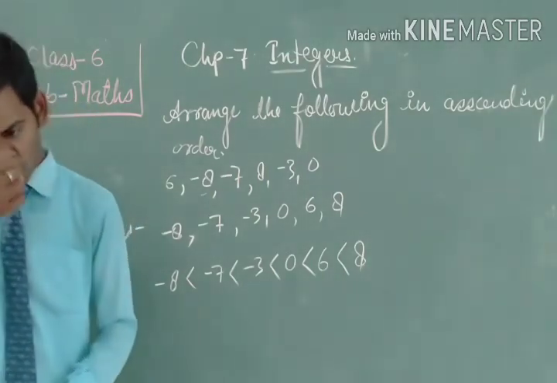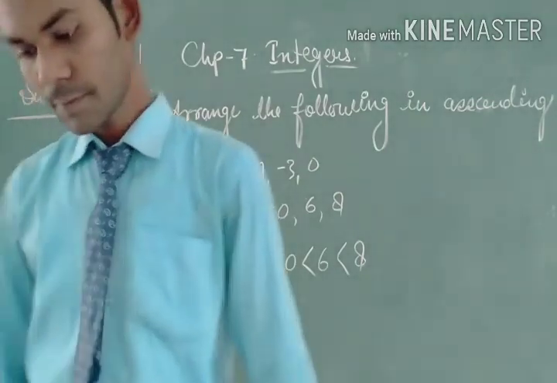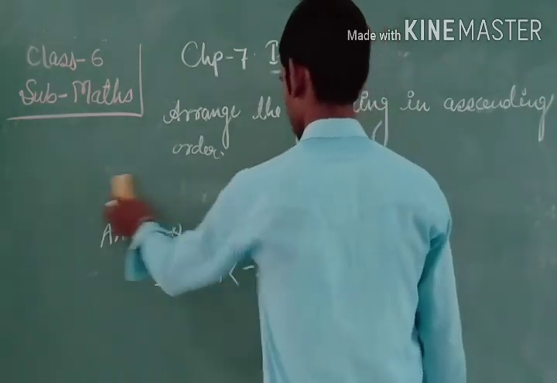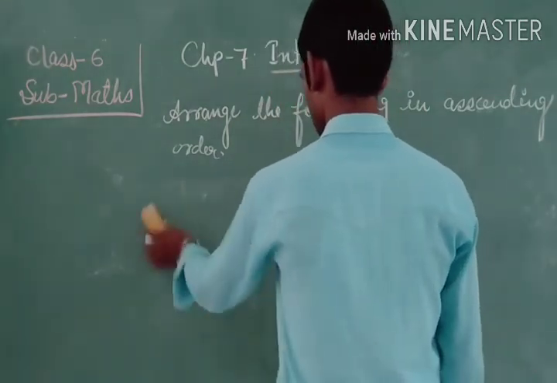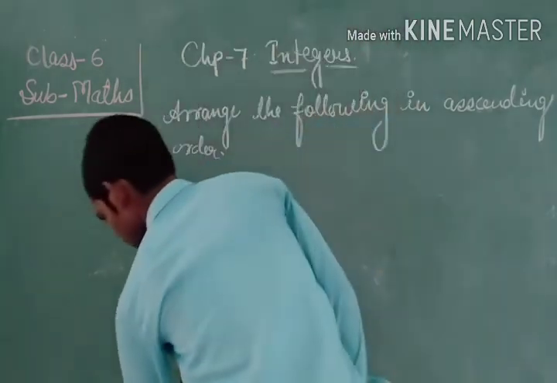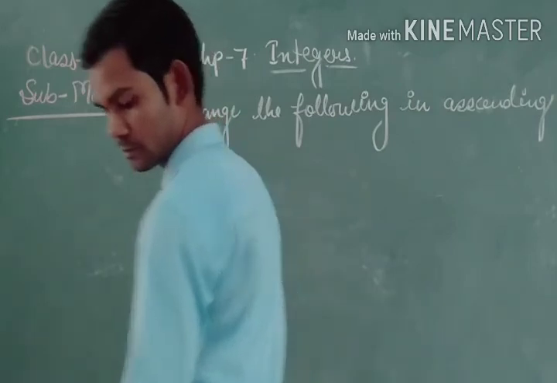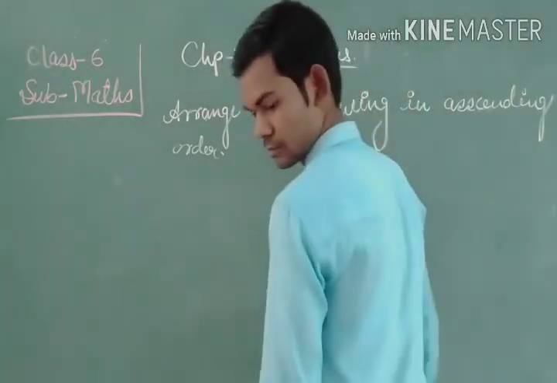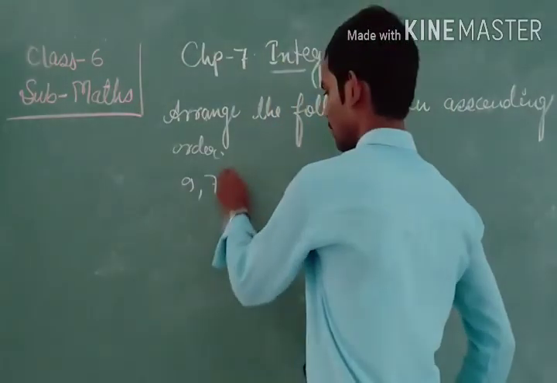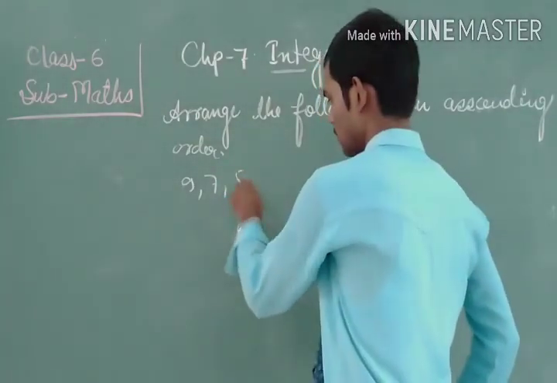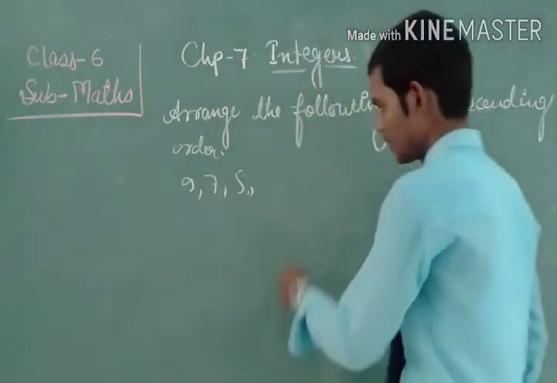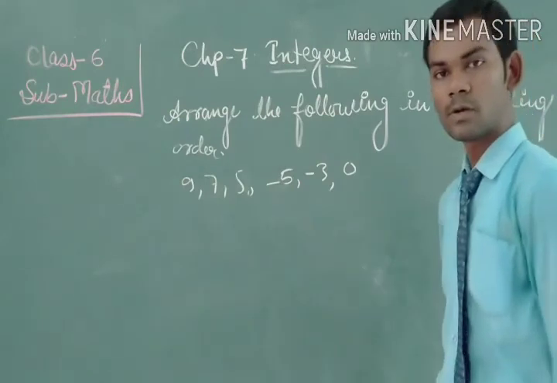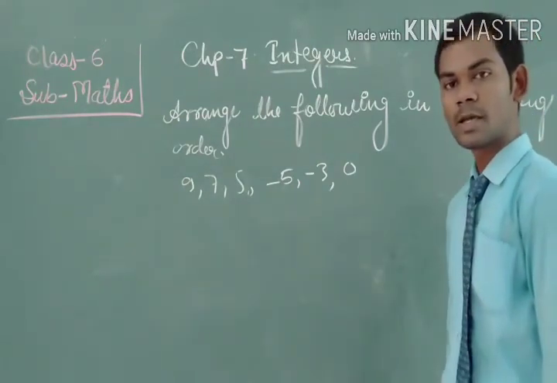Now let us see one more question from this. 9, 7, 5, minus 5, minus 3 and 0. Okay student, so let's write them in ascending order.